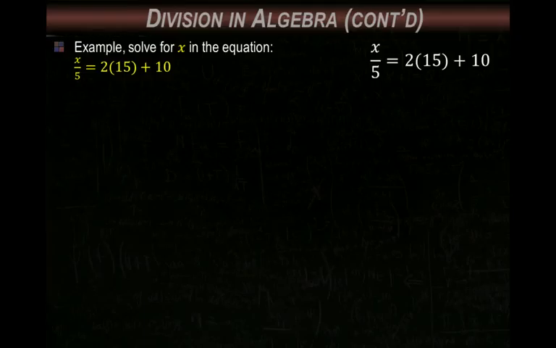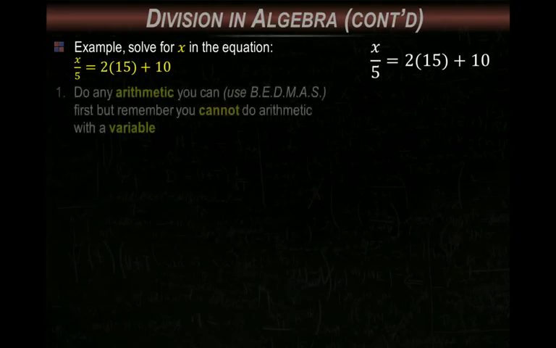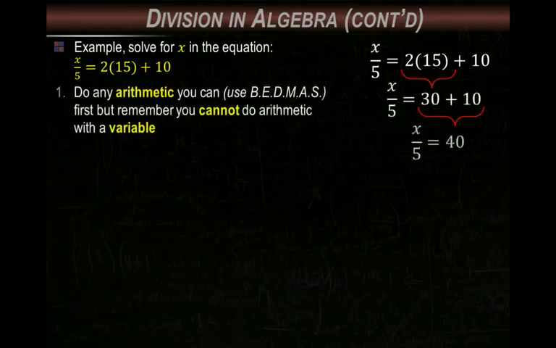Okay, let's make it harder. Here's the actual algebra now. x over 5 equals 2 bracket 15 plus 10. So we go to step 1. What arithmetic can we do here? Well, we can do a little bit. If we just think about this side, we can use BEDMAS. So we'll do the brackets first. 2 times 15 is 30.